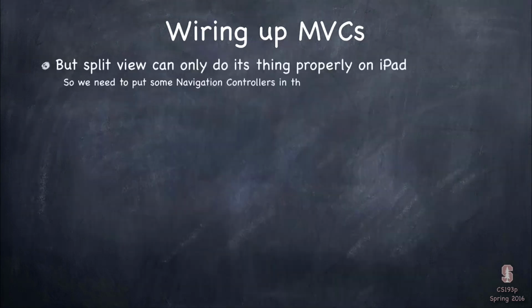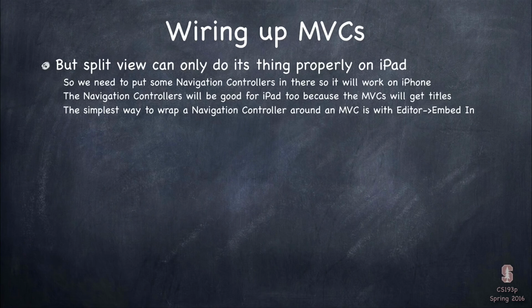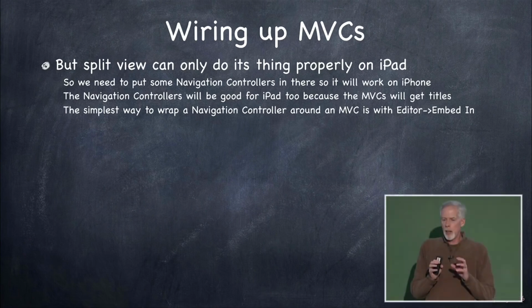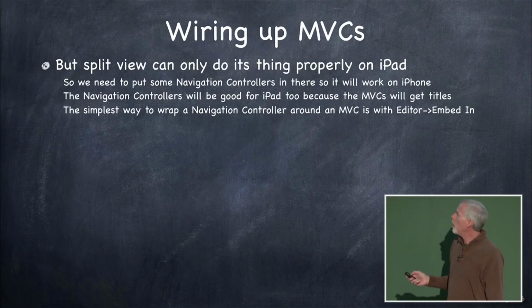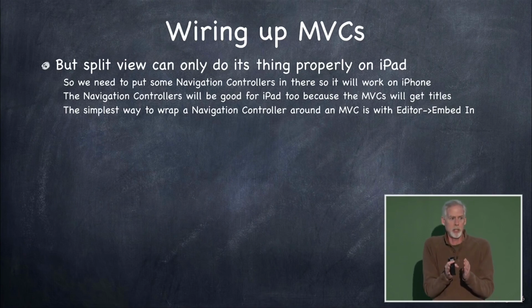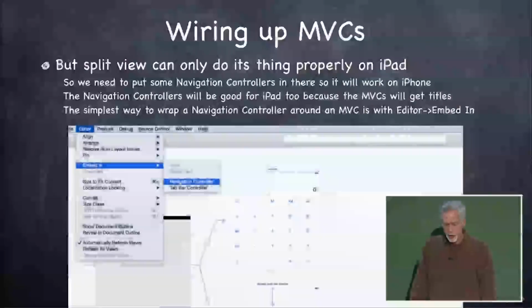Okay? All right, but split view can only do what it does on iPad, right? There's really, on most iPhones, everything except for the iPhone 6 Plus, there's really not enough room to have a split view. So we want to simultaneously put the MVCs that are our master and detail of split view into navigation controllers. And then iOS is smart enough, if it's on iPhone only, okay, iPhone 6 or iPhone 5 or something like that, it knows not to use the split view controller. It'll only use the navigation controllers. Okay, so let's take a look and see what that looks like.